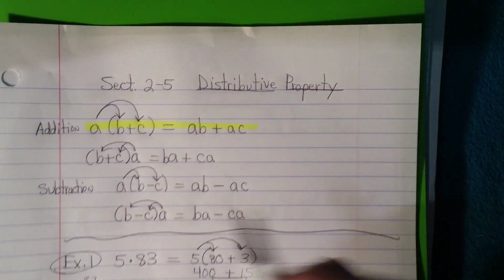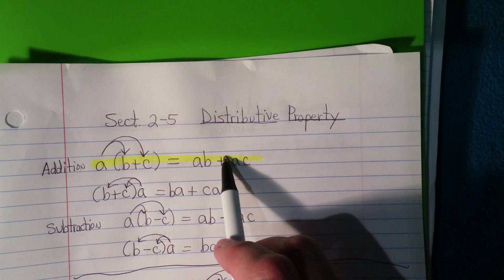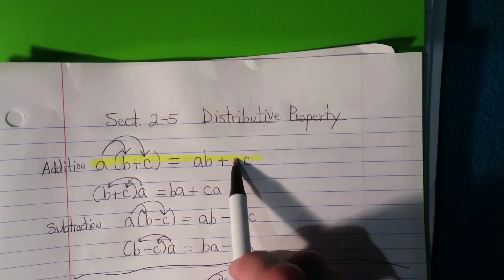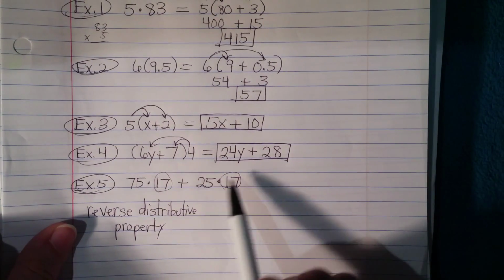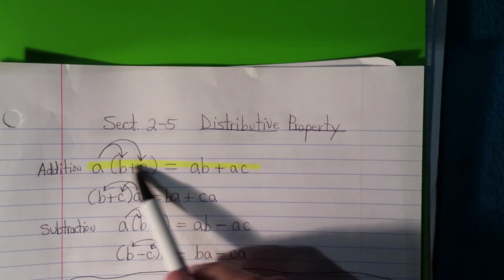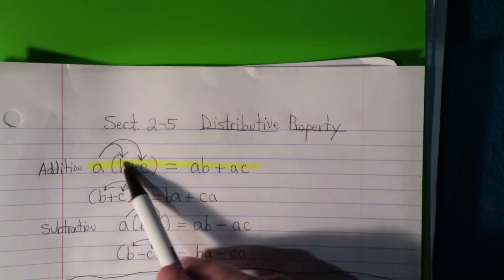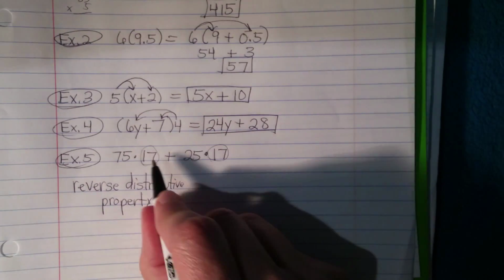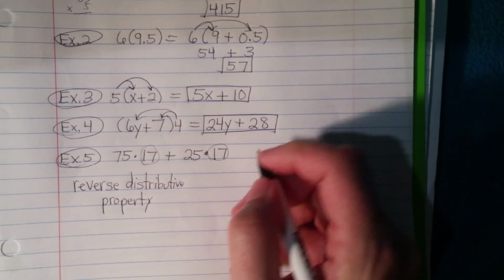So instead of starting with this and going this way, you're given this. See how there's an A in each piece? Well, here there's a 17, that's your A. You're starting with this and you're going backwards to write it in this form. Normally you have this and you go to the right. So the 17 was the thing that was distributed.